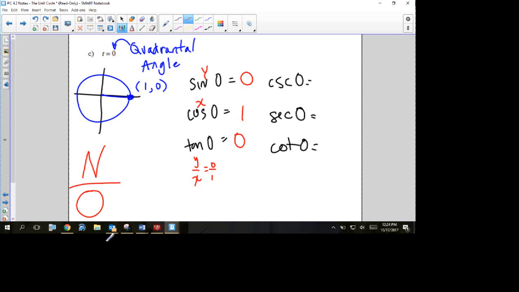So cosecant of 0 is the reciprocal of y. It's 1 over y. What is the reciprocal of 0? 1 over 0 is undefined. That would be a big fat no. But don't write no, write undefined. Secant is 1 reciprocated, so just 1. And cotangent is 0 reciprocated, which is undefined.